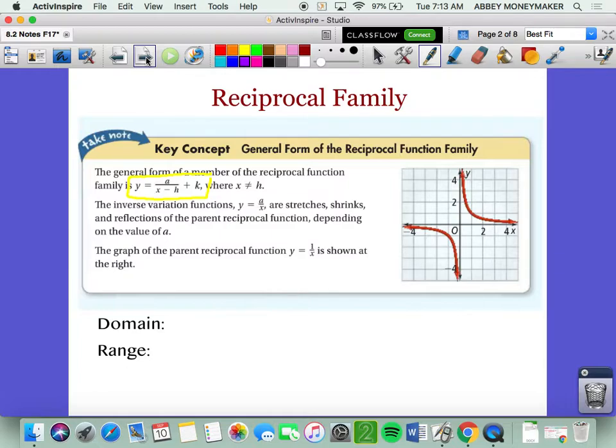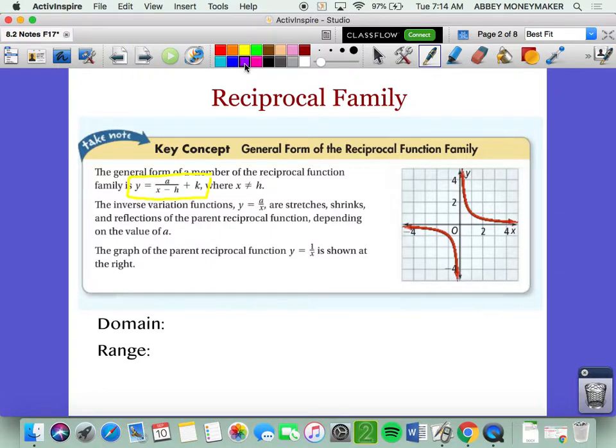As you can see to the right, this is the parent function, y equals 1 over x. And we're going to talk about why that graph is jumping the way it is. We kind of just talked about it a little bit already, but we're going to dive into that more when we do some examples. So before we get started, let's talk about the domain and the range.